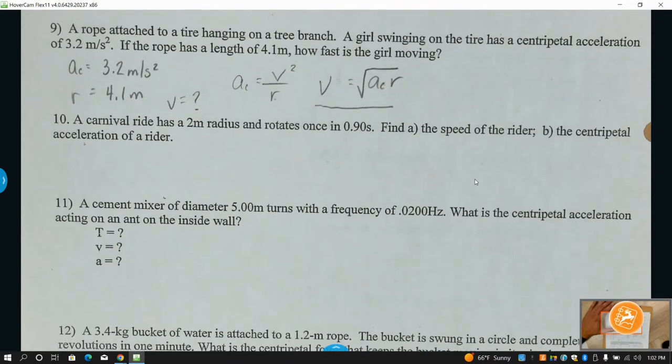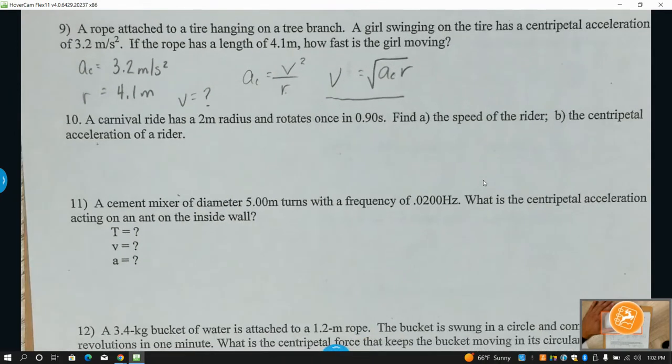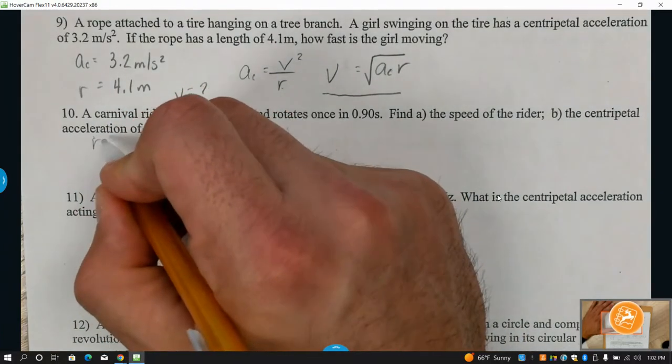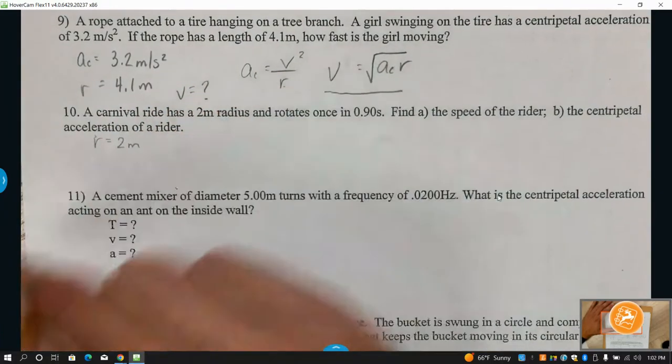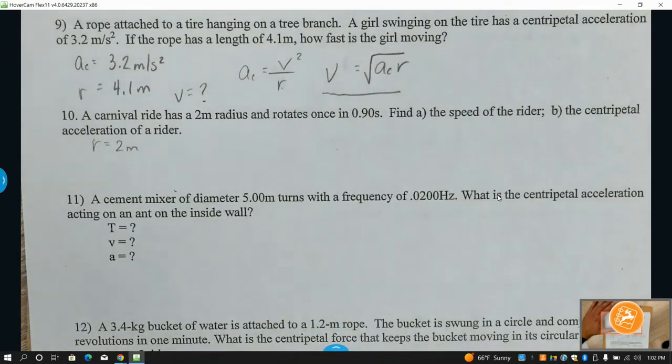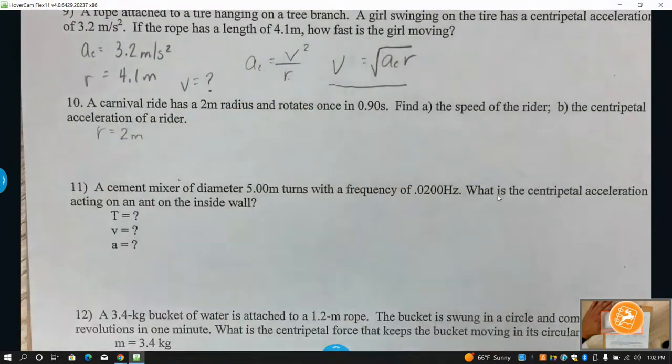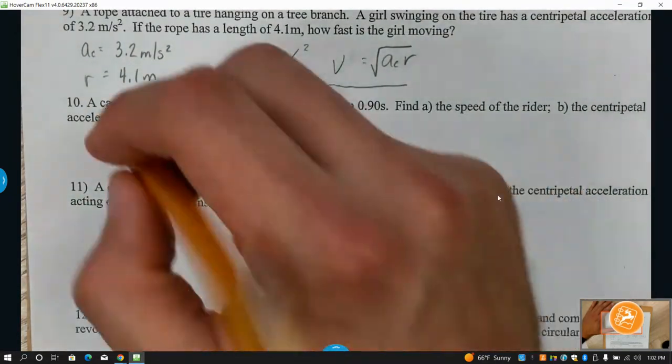Okay, number 10. What are they giving you? Well, they give you radius of 2 meters. And what else? They say this carnival ride rotates 1 time in 0.9 seconds. So is that a frequency or a period? Period. Okay, remember, period is the time it takes to just make 1 cycle, 1 lap, whatever.